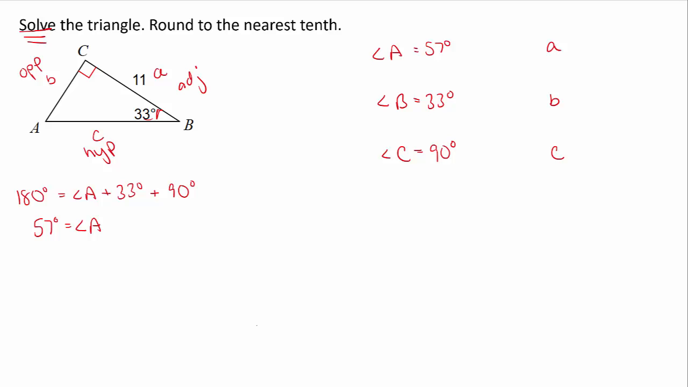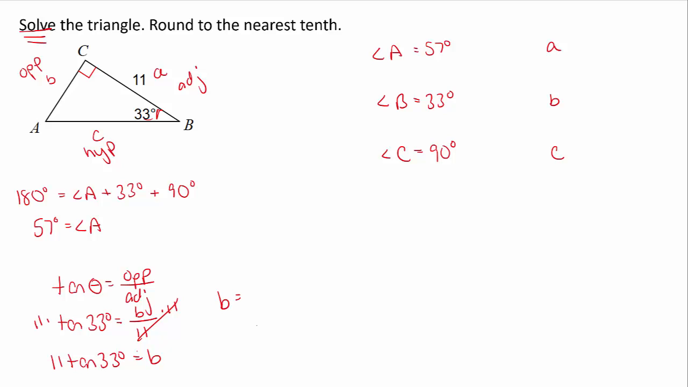But based on this angle, this side over here is opposite, and this side is our adjacent side. So knowing that I have this angle and I have our adjacent side, I'm going to set up opposite over adjacent, which is actually going to be tangent. So tangent of theta is equal to opposite over adjacent. And now we know theta to be 33 degrees. We know that our opposite side is labeled B and our adjacent side is 11. So I can multiply by 11 and I get 11 times tangent of 33 degrees is equal to B. Doing that in my calculator, I get 7.1.